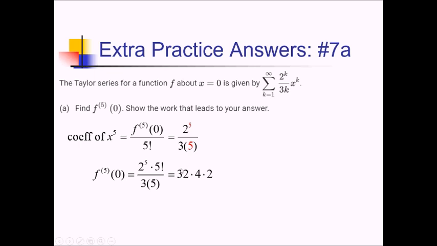So 32 times, let's do 32 times 2. That's pretty easy. That's 64. 64 times 4, you might remember that, being 256. But if not, well, there it is again. So this is as good as it's going to get.